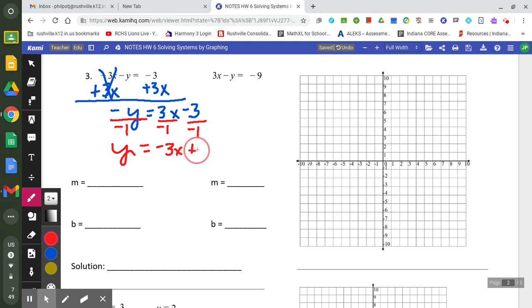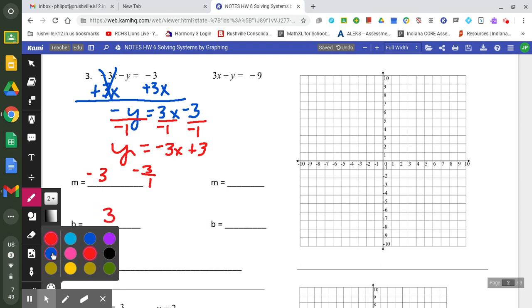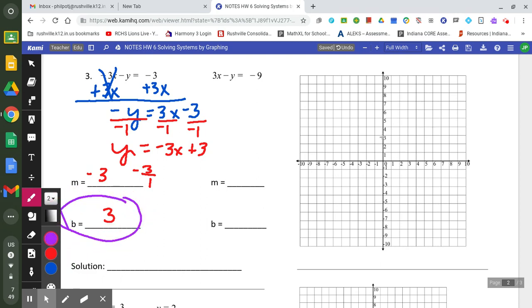-3x plus 3. So my slope is -3, which I want as a fraction, and my b is a positive 3. So when I go to graph this one, I'm going to start graphing at the positive 3. And I'm going to go down 3 to the right 1, down 3 to the right 1, and draw that line.